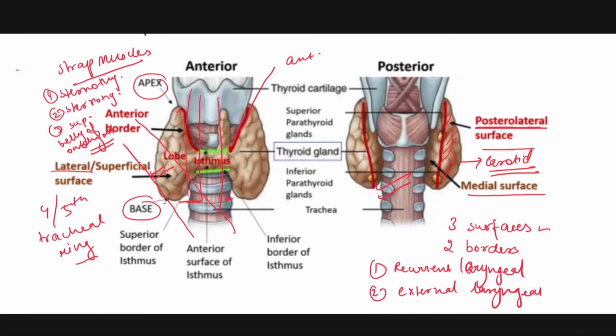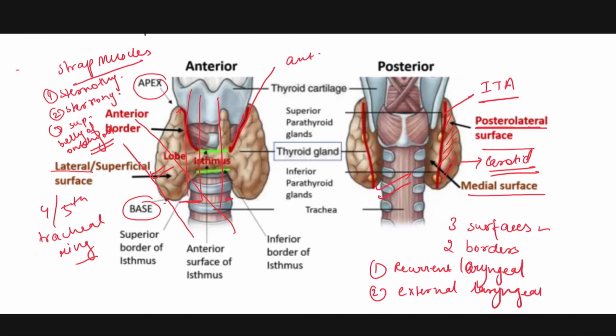thyroid artery. The posterior border is thick, ये हमारा posterior border है, this is thick and it separates the medial and posterior surfaces and is related to the inferior thyroid artery. This is related to inferior thyroid artery. यहाँ पर थोड़े arterial anastomosis भी होते हैं.